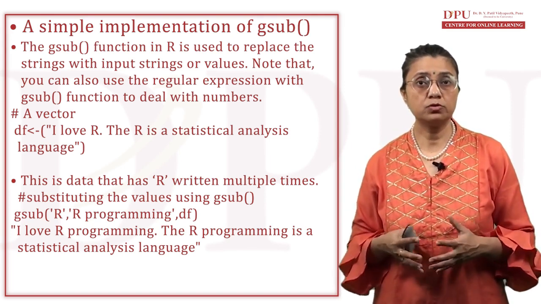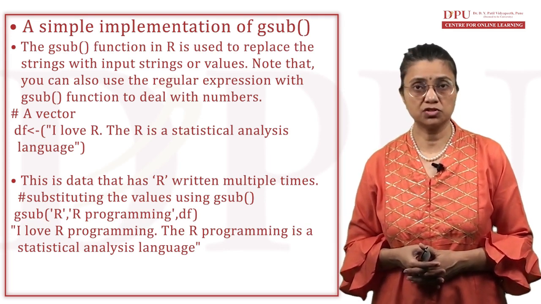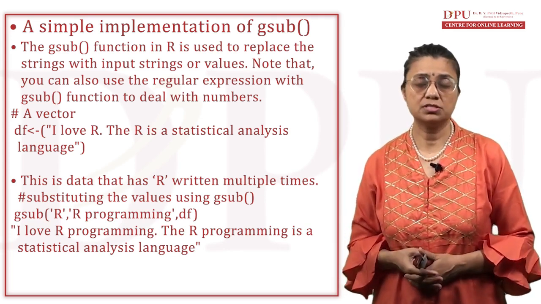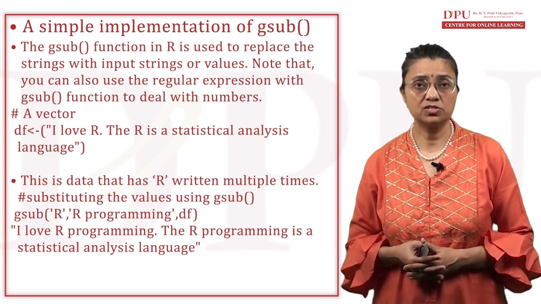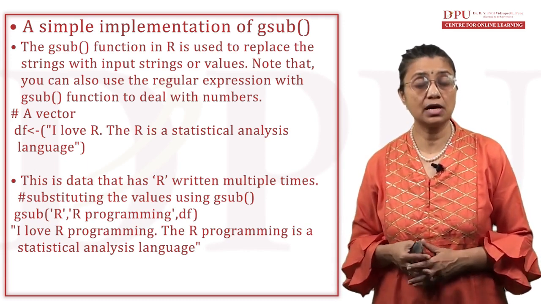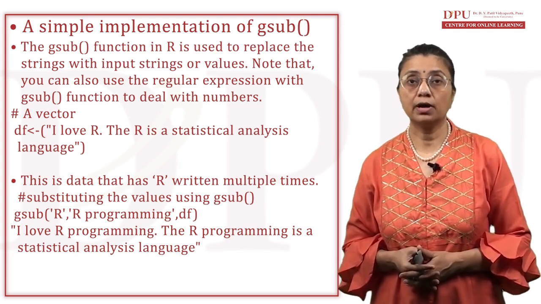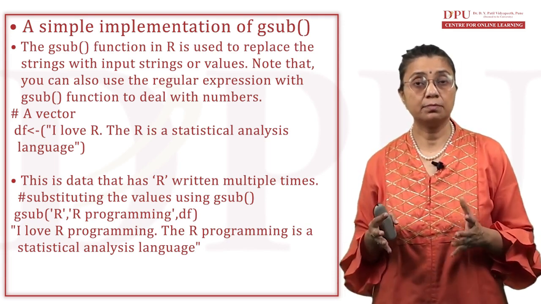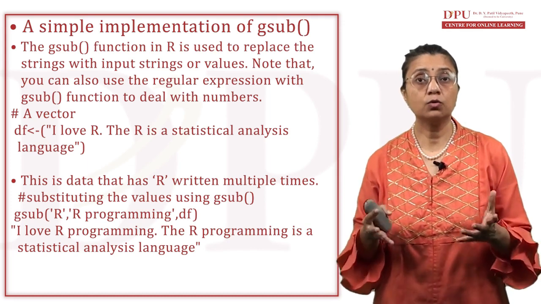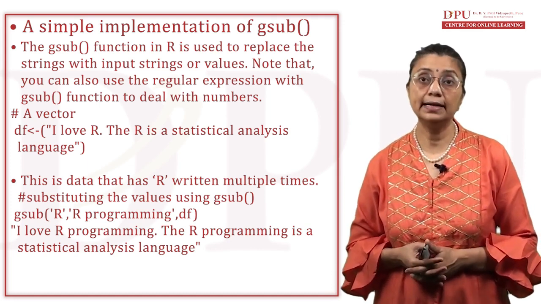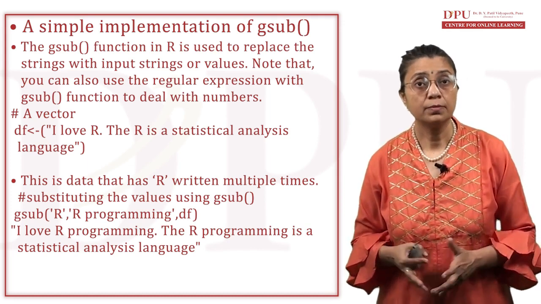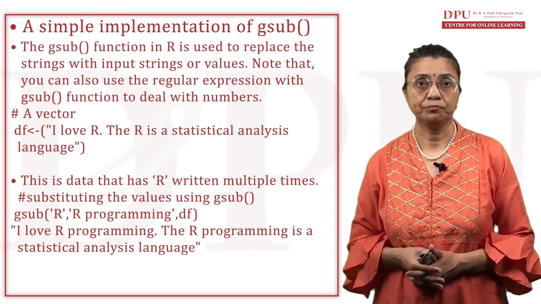Now we are substituting the values using the gsub function. Just have a look at the gsub function. In the gsub function, we have written R, which is our pattern to be searched. We are replacing that with "R programming", which is the replacement string. And we are looking for that R word in the variable df, which is the data that we have created.